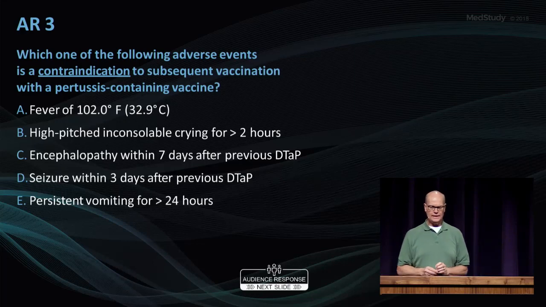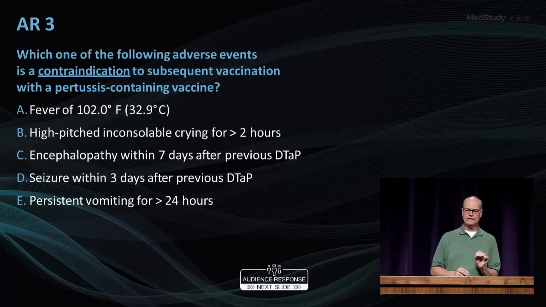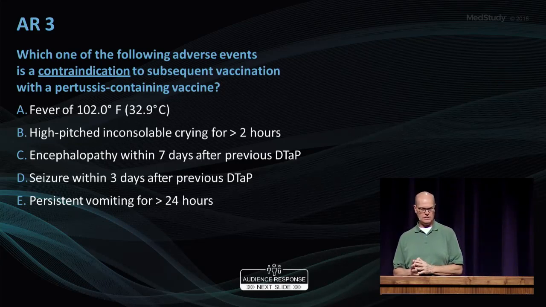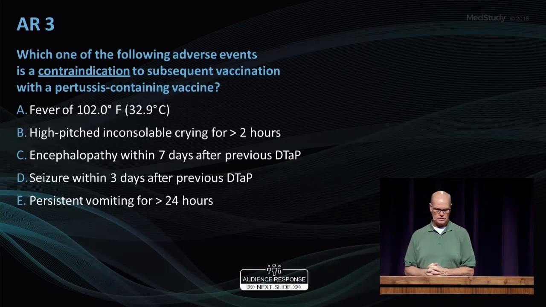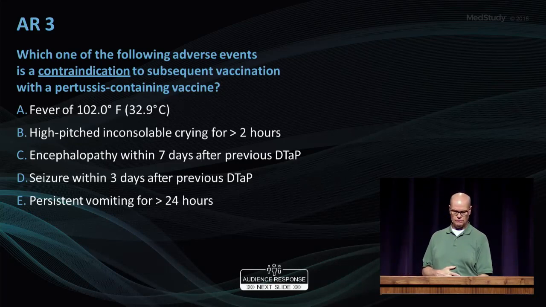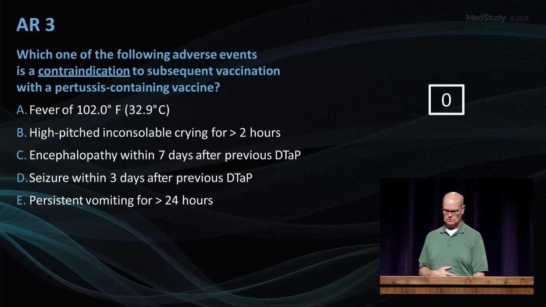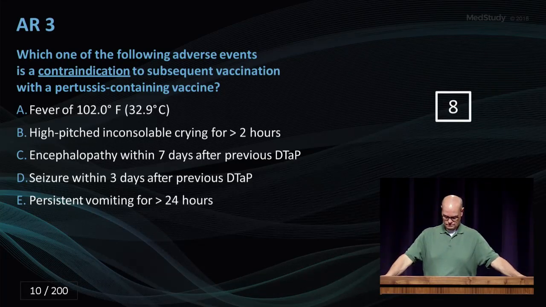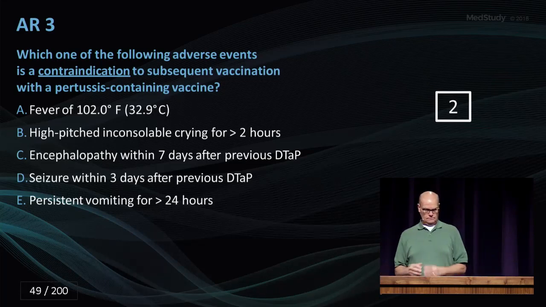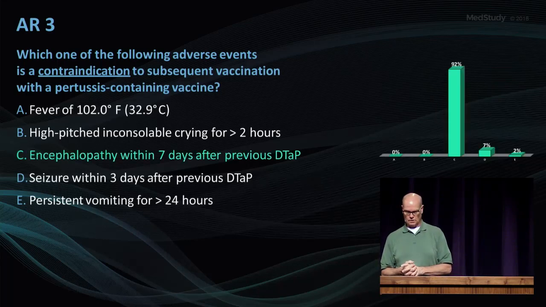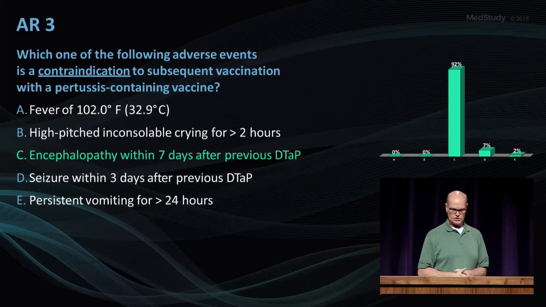So, which one of the following adverse events is a contraindication to subsequent vaccination with a pertussis-containing vaccine? Fever of 102, high-pitched crying for greater than 2 hours, encephalopathy within 7 days, seizure within 3 days, or persistent vomiting for at least 24 hours. A contraindication. Good. So encephalopathy within 7 days.